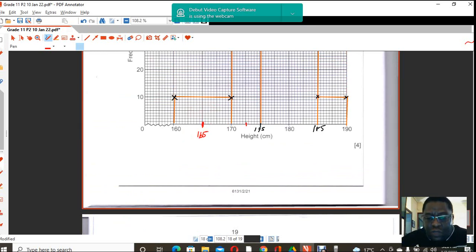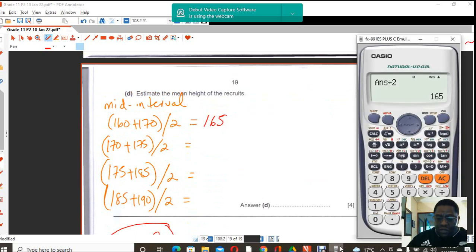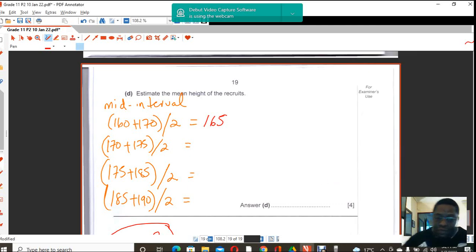The average here will be 172.5. The average here will be 180. The average here will be 187.5. That is what we are looking for, but let's calculate them anyway. The next one we calculate is 170 plus 175 divided by 2. Told you, 172.5.